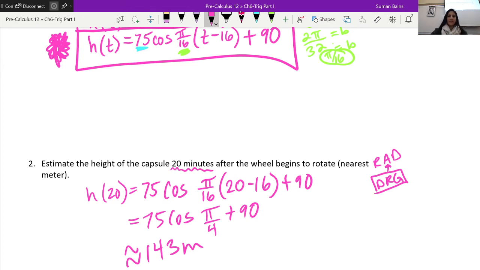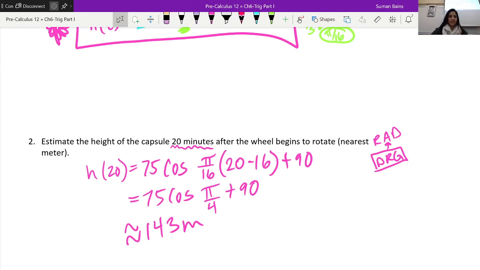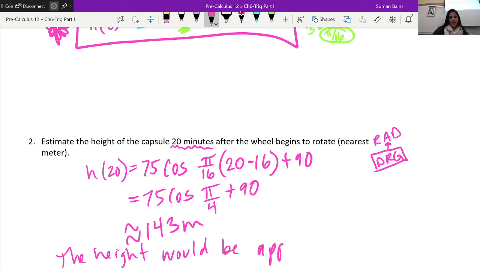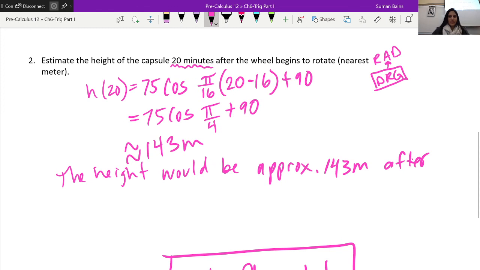It said round it to the nearest meter. So we could say the height would be approximately 143 meters after 20 minutes.